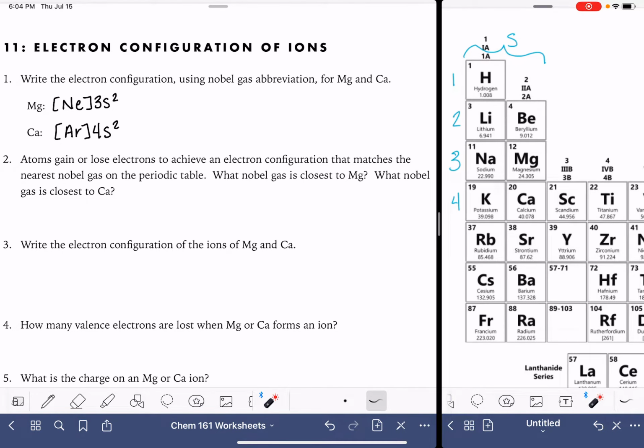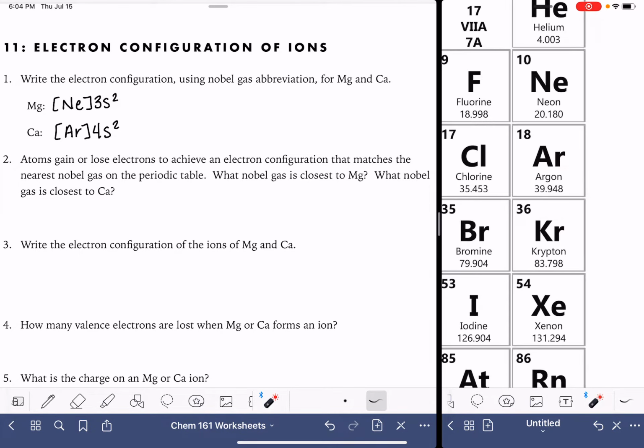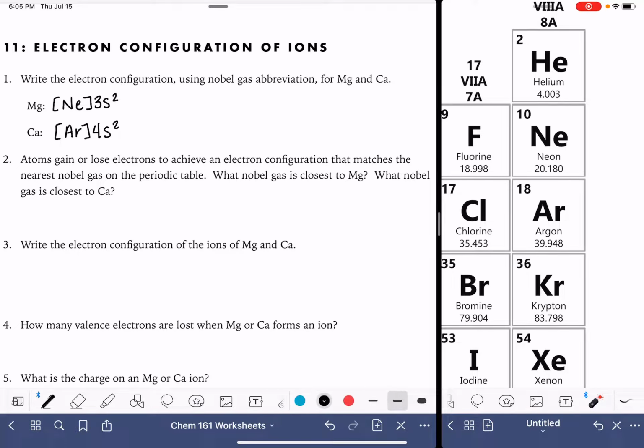And with that, we're looking at the atomic number. So the atomic number of magnesium is 12. Going over to the noble gases, we want the noble gas that has the atomic number closest to 12. That is going to be neon. It is the same as what we used for the abbreviation for the electron configuration. So for magnesium, the closest noble gas is neon.